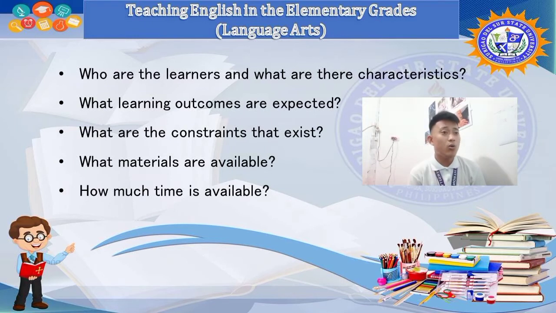Number 1, who are the learners and what are their characteristics? So it is important for a teacher to use this question. By knowing your learners, you can deliver directly what they need. By having a deeper understanding of them, you can approach them like a friend and guide them like a mentor to make them change their behavior and abilities, and also have conversations with them frequently.